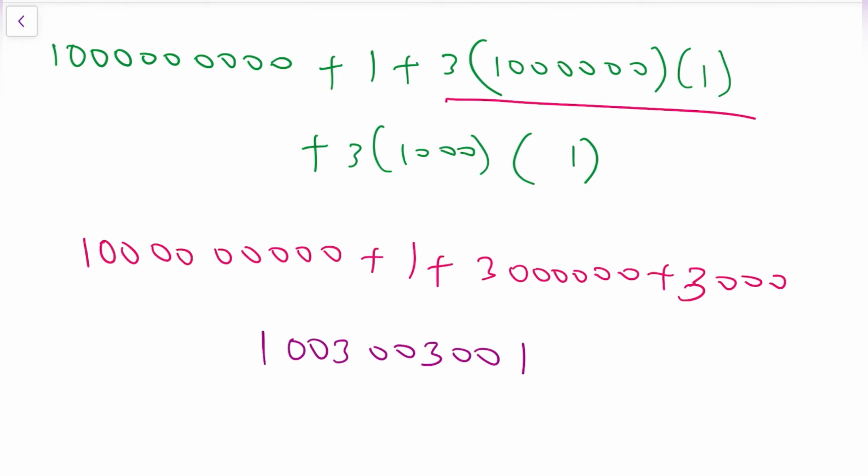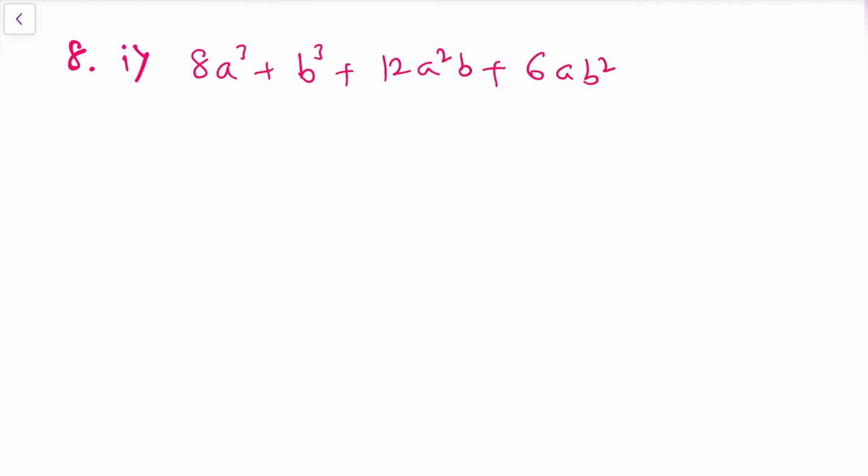Okay, by this problem we completed 7th bit. Now let us move to the 8th bit. In the 8th bit, he is asking to factorize the given expressions. First question he gave is 8a cube plus b cube plus 12a square b plus 6ab square. So if you observe this clearly, it is in the form of a cube plus b cube plus 3a square b plus 3ab square.